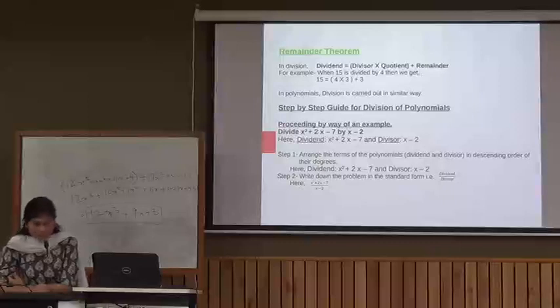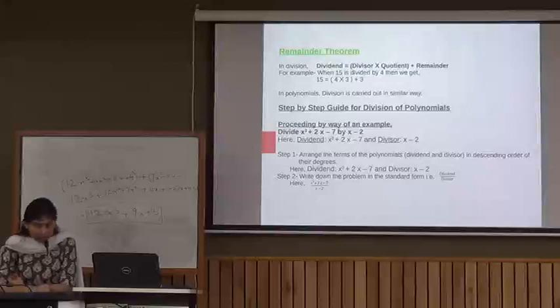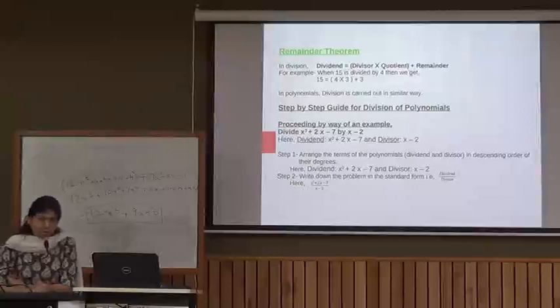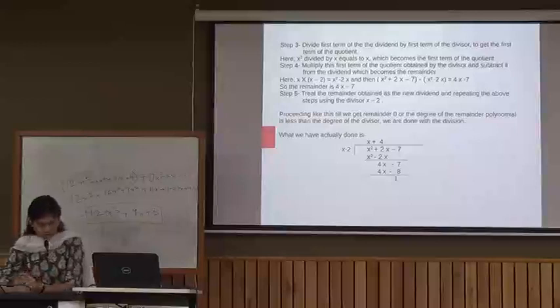Now, step 1 is to arrange the terms of the polynomials, both dividend and divisor, in descending order of their degrees. Here, dividend is x squared plus 2x minus 7 and divisor is x minus 2. Step 2. We write down the problem in the standard form, which is given by dividend upon divisor. Now, step 3 is important here.